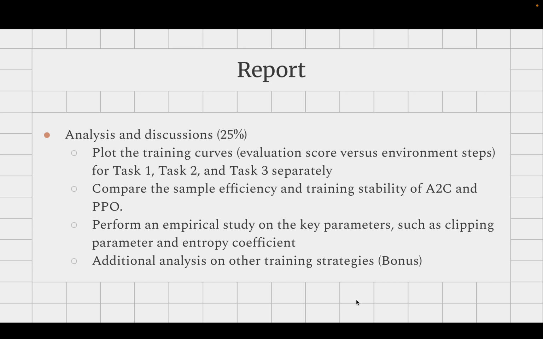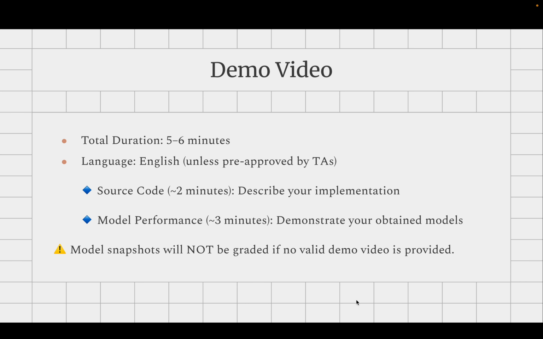And the more important part is the analysis and discussions. Please plot the training curves and compare the 3 tasks. And you need to compare the sample efficiency and training stability of A2C and PPO. And please perform an empirical study on the key parameters, such as clipping parameters and entropy coefficients. And some additional analysis will give you some bonus points, up to 10 points.